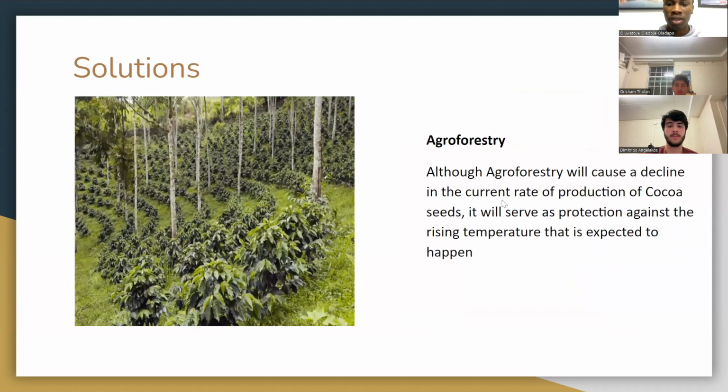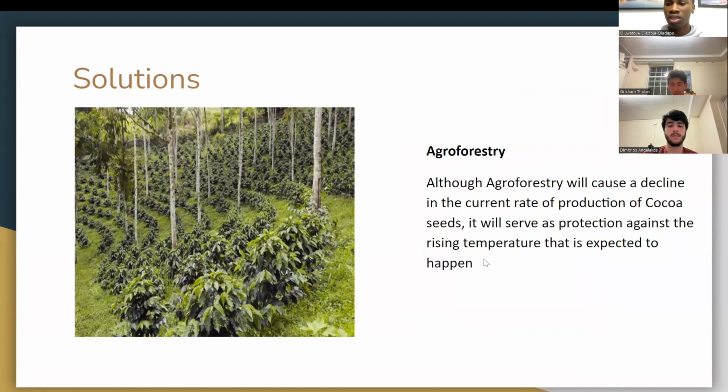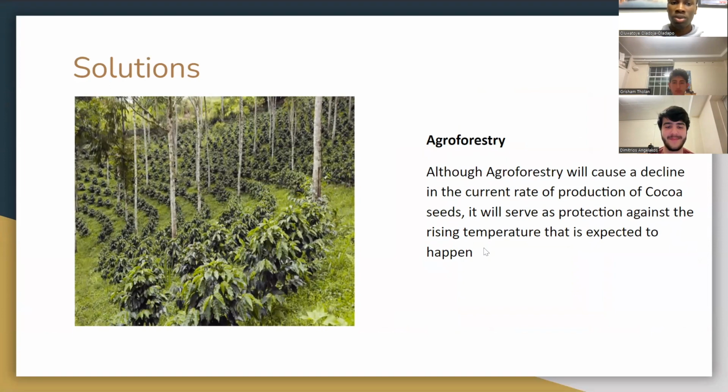Another solution that we identified was agroforestry. This is the practice of using trees and shrubs to provide shade alongside other crops. For the cacao seed, basically you're growing trees and shrubs to provide shade, which will help with the rising temperatures that affect the cacao seeds.